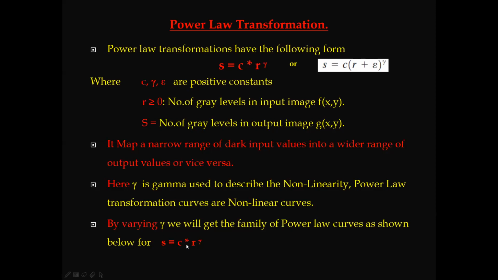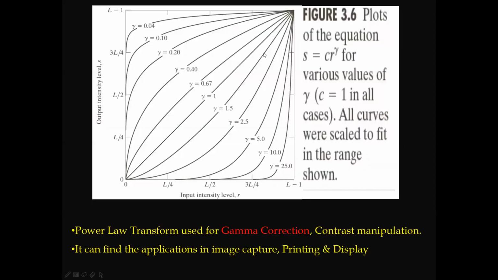So S equal to C into r power gamma. These are the family of power law transformation curves. For gamma equal to 1, we get a straight line, that is a linear line. These are the power law transformation curves for various values of gamma. Power law transform is mainly used for gamma correction and contrast manipulation. It finds applications in image capture, printing, and displays.